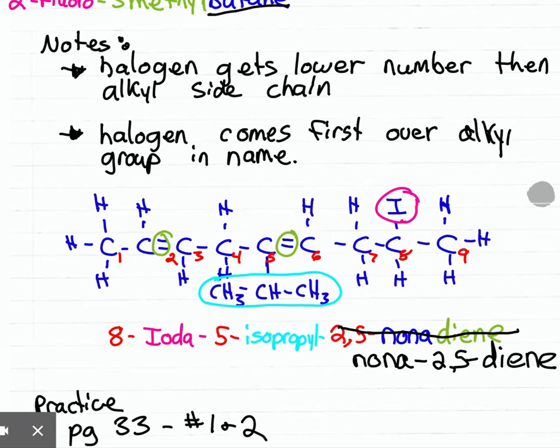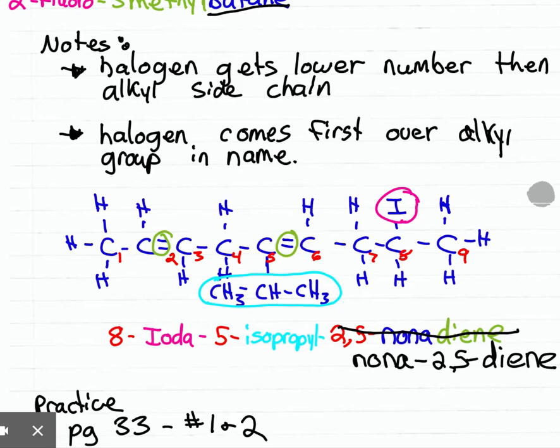So again, our halogens get preference in naming. So 8-iodo, because there's an iodine on carbon 8, 5-isopropyl. And it's called isopropyl because it's a propyl group, but it's bonded to the middle carbon here. We'll talk more about that in your isomers task that you're going to look at. And then we already talked about the nona-2,5-diene.